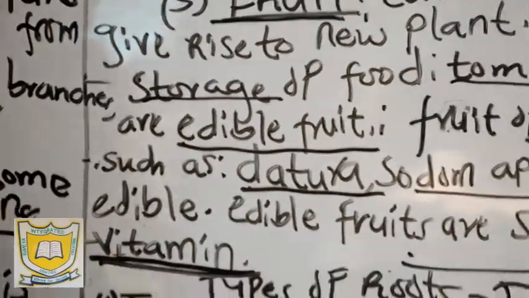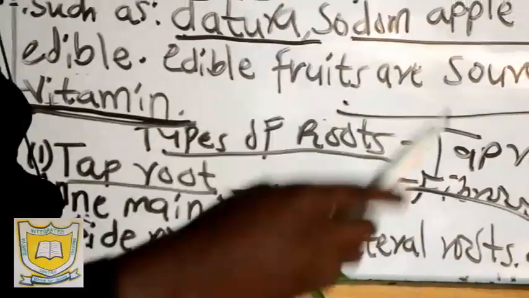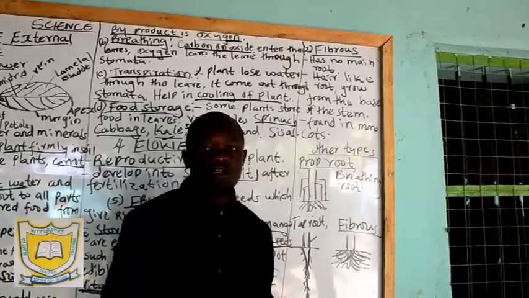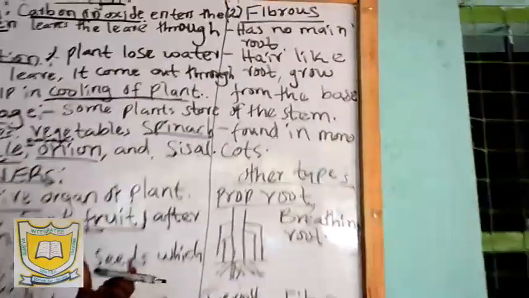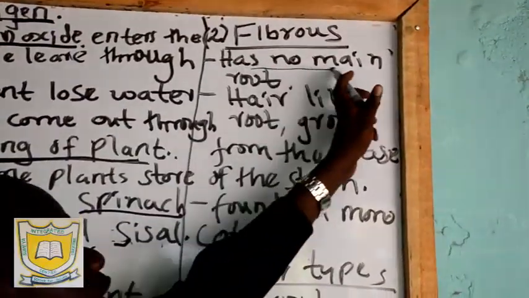Now we move to the fibrous root. Here we are going to talk about the fibrous roots. With the fibrous root, its characteristic is this. Number one, it lacks the main root; it doesn't have the main root.